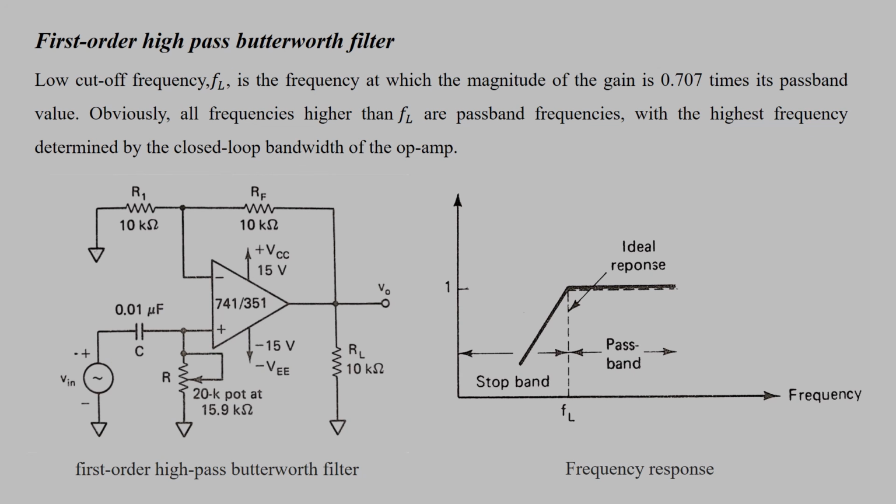So FL is the low cutoff frequency, the frequency at which the magnitude is 0.707 of its passband. Obviously, all the frequencies higher than FL are passband frequencies, with the highest frequency determined by the closed loop bandwidth of the op-amp.